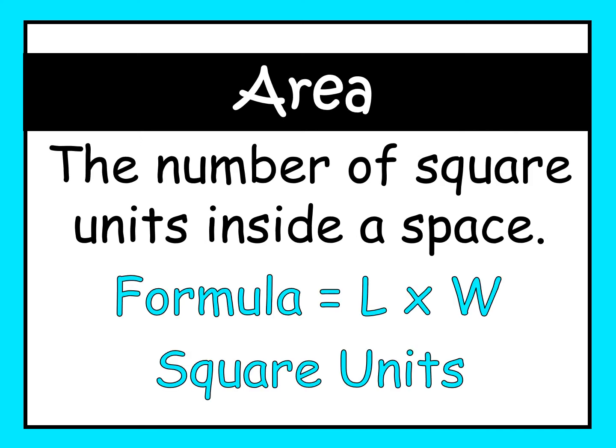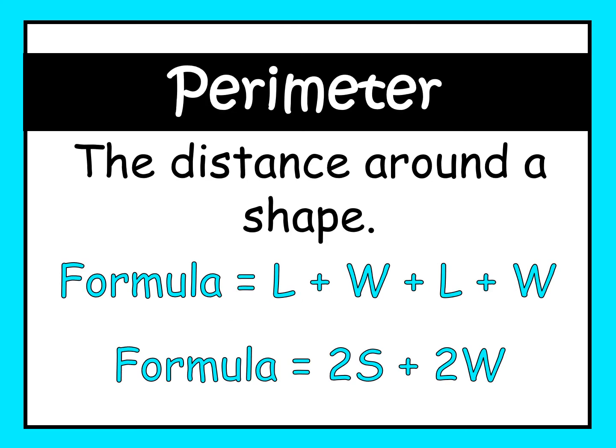Just to review, area is the number of square units inside a space. The formula for area is length times width. And remember, if you see the words square units anywhere in the answer choices or the problem, that means you have to find the area. Perimeter is the distance around the shape. The formulas for perimeter are the following: length plus width plus length plus width, or 2l plus 2w.